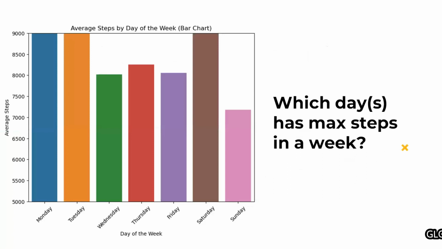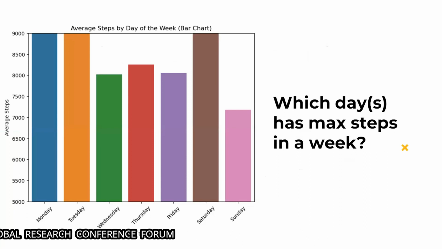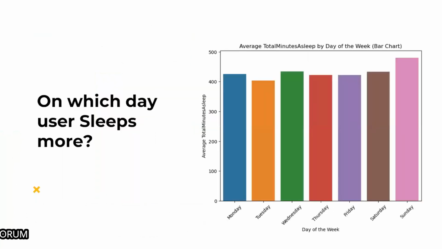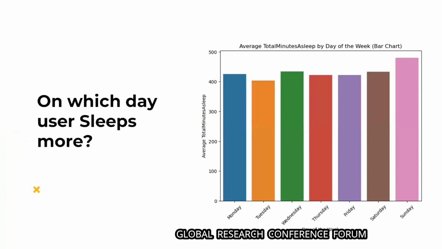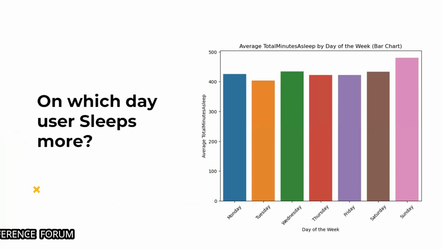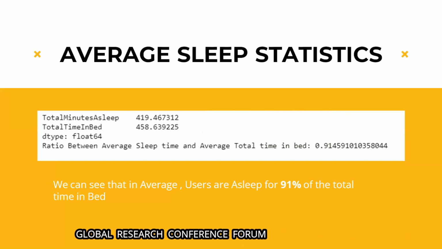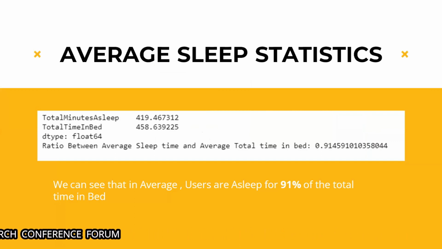Then I analyzed which days have maximum steps in a week. We can interpret that Saturday, Tuesday, and Monday have maximum steps in the week. I have also tried to interpret on which day the user sleeps more. We can interpret that on Sunday the user sleeps more, and Tuesday is the day where the user sleeps less. Then I did average sleep statistics. From this analysis, we can find that the user spends 91% of the time in bed.